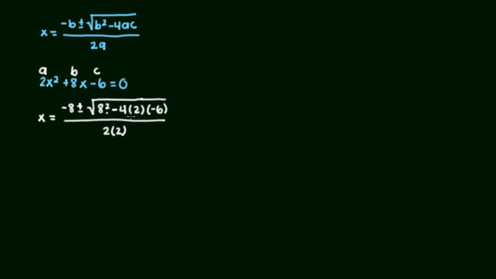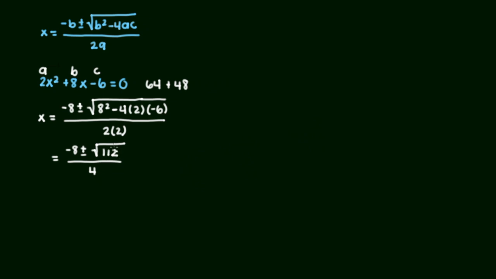Now we can begin simplifying under the radical and in the denominator. So we are still left with negative 8 plus or minus, and then under the radical we have 64 minus 4 times 2, which is negative 8. Negative 8 times negative 6 is 48, so 64 plus 48, which is 112 under the radical. And in the denominator we can multiply 2 times 2 to get 4.